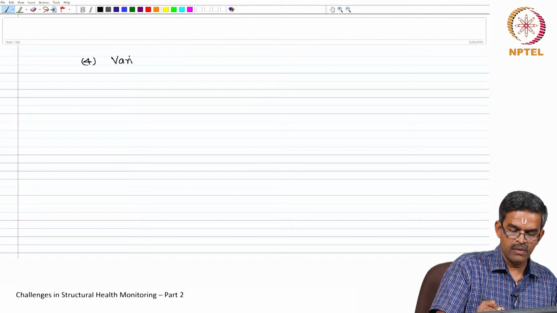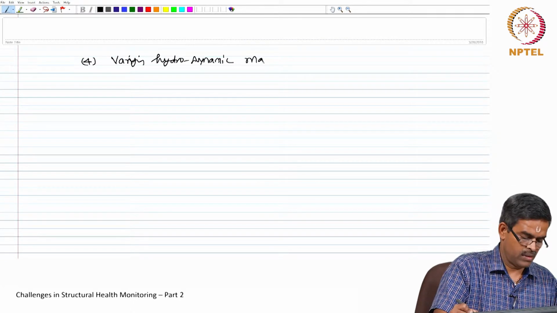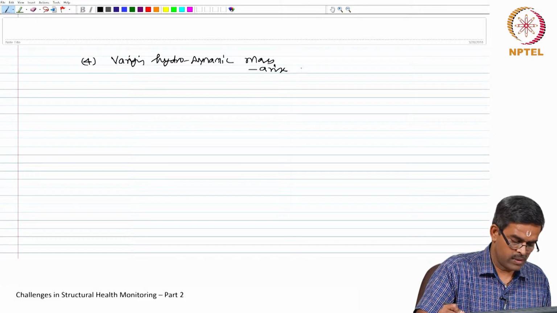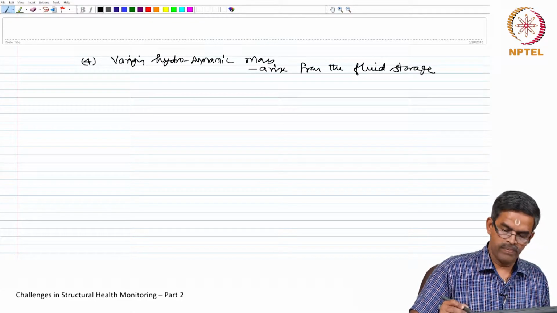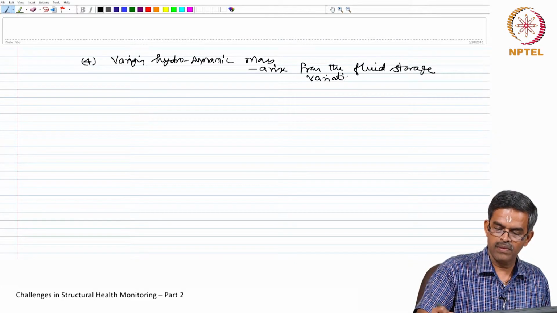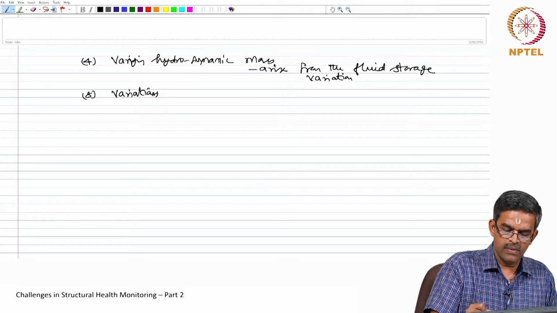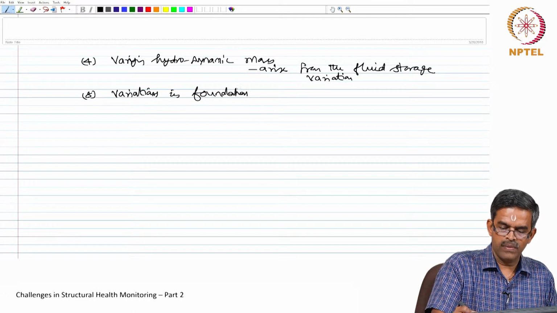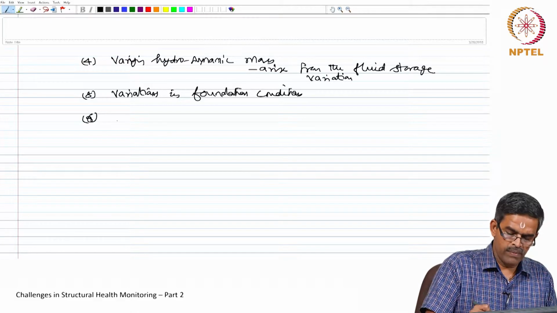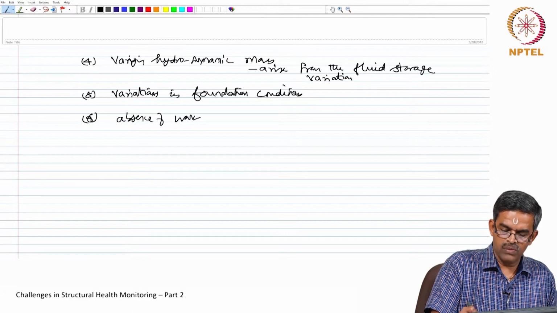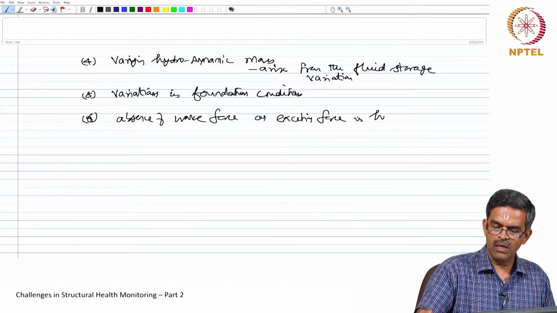Fourth could be the varying hydrodynamic mass, which arises from the fluid storage variation. The next challenge could be variations that arise in the foundation conditions in due course of time. Next could be absence of wave force as exciting force in higher modes.